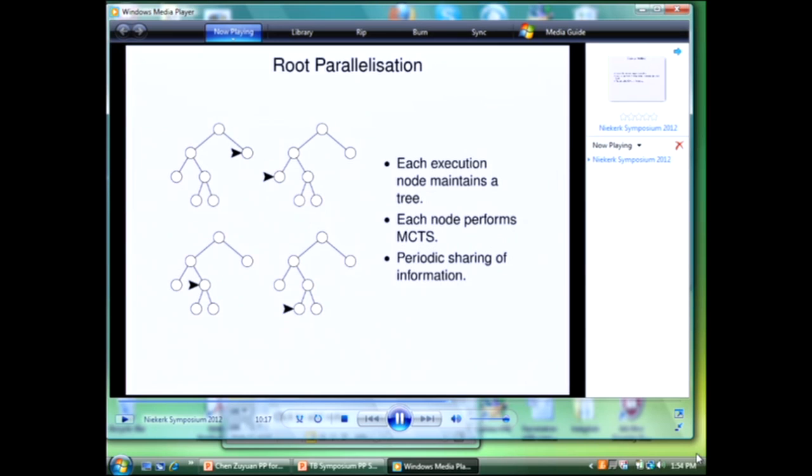In root parallelization, each execution node maintains its own MCTS tree and performs iterations independently. However, all the execution nodes periodically share relevant information about promising moves between themselves in order to keep each execution node up to date. In root parallelization, each of the execution nodes performs all four steps of the MCTS iteration. The potential issue with this approach is that execution nodes can be unaware of new information in the trees of other nodes and duplicate work that has already been done somewhere else.